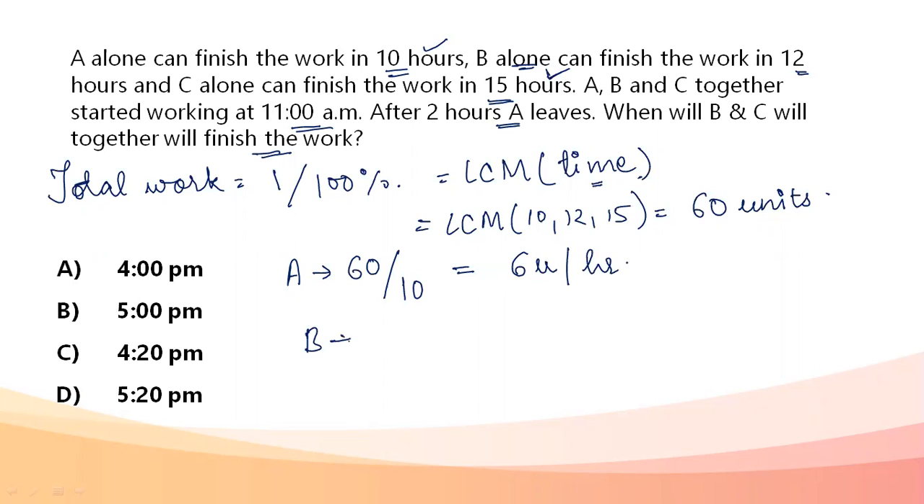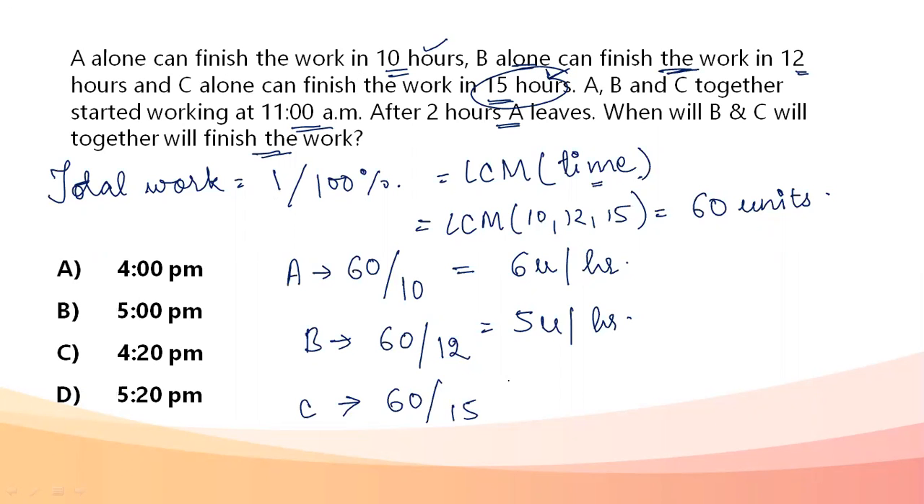Now, B's efficiency, if we talk about 60 units they have to do, they're doing 12 hours per day, comes out to be 5 units per hour. C's efficiency, if we talk about, C is doing 60 units. He's completing the same work. See, all of them are doing the same work. Becomes 60 by 15. That is 4 units per hour.